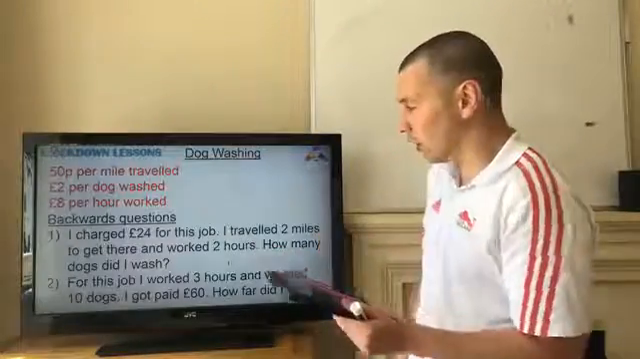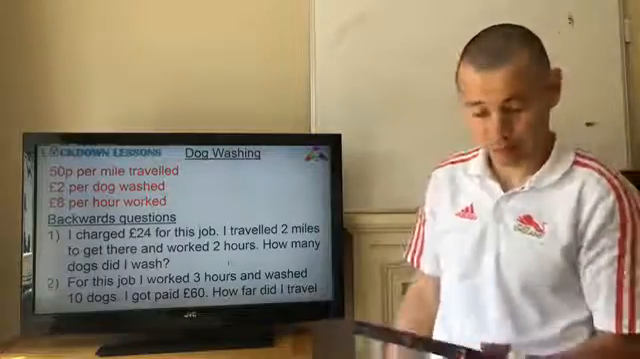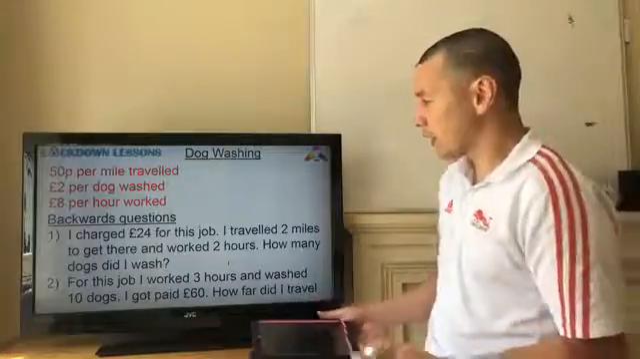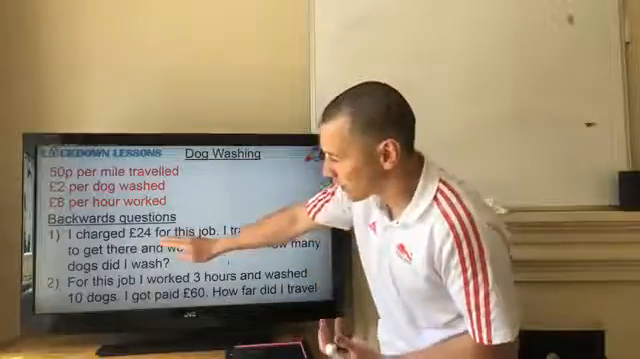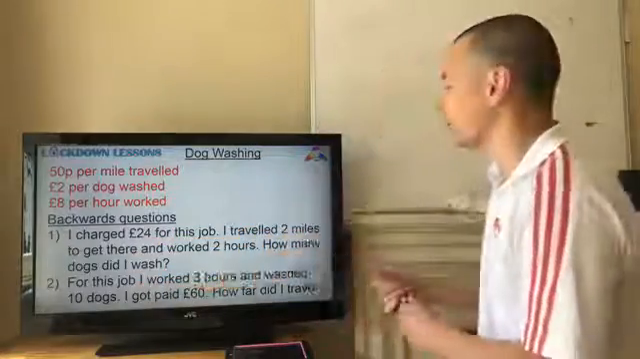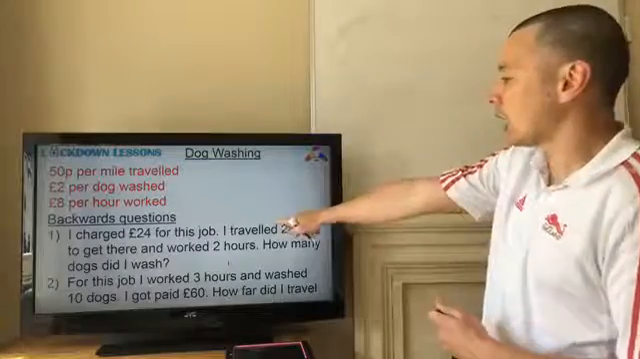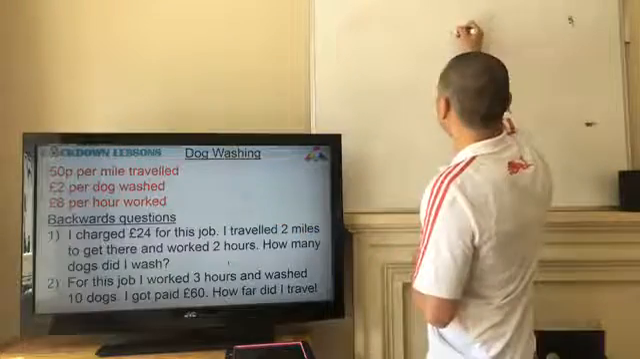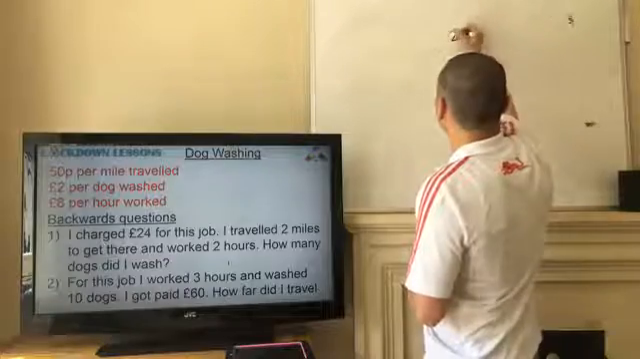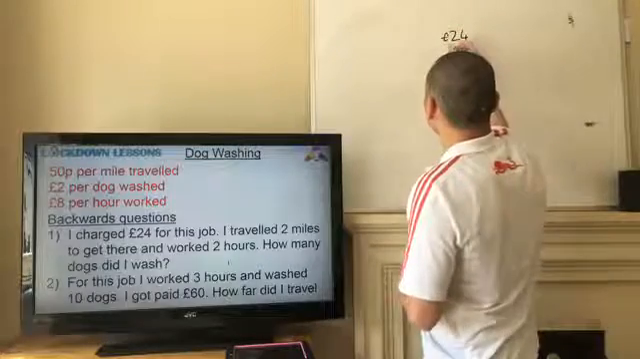I think these are whole numbers. Think about working in reverse. I'm just going to go through the first one, then you can try a similar thing with the second one if you haven't finished these yet. So, I charged £24 with this job. So I'm going to start with my £24. I'm actually going to start this way so I can go backwards.